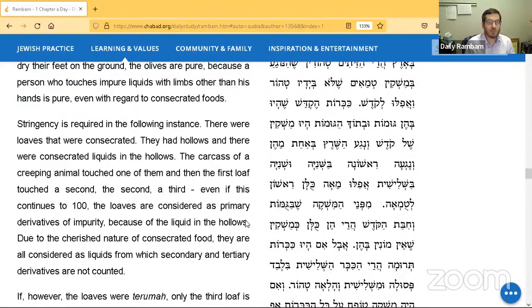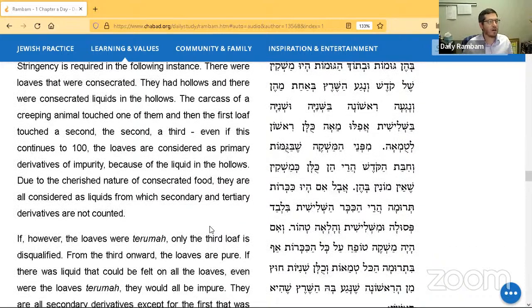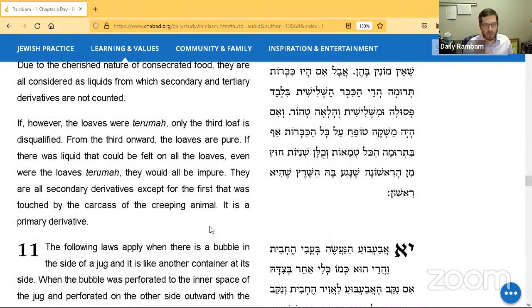He says this transfer, when it comes to kodesh, because it's more sensitive, can be transferred because of the liquid in it. And they are all consecrated as liquids from the secondary and tertiary derivatives are not counted, right? It's all rishon. Now, he concludes this halacha, if however the loaves were teruma, so it's one step less sensitive than something that is kodesh, only the third loaf is disqualified. From the third onward, because we know it transfers 1, 2, 3, there the sensitivity ends. From the third onwards, the loaves are pure.